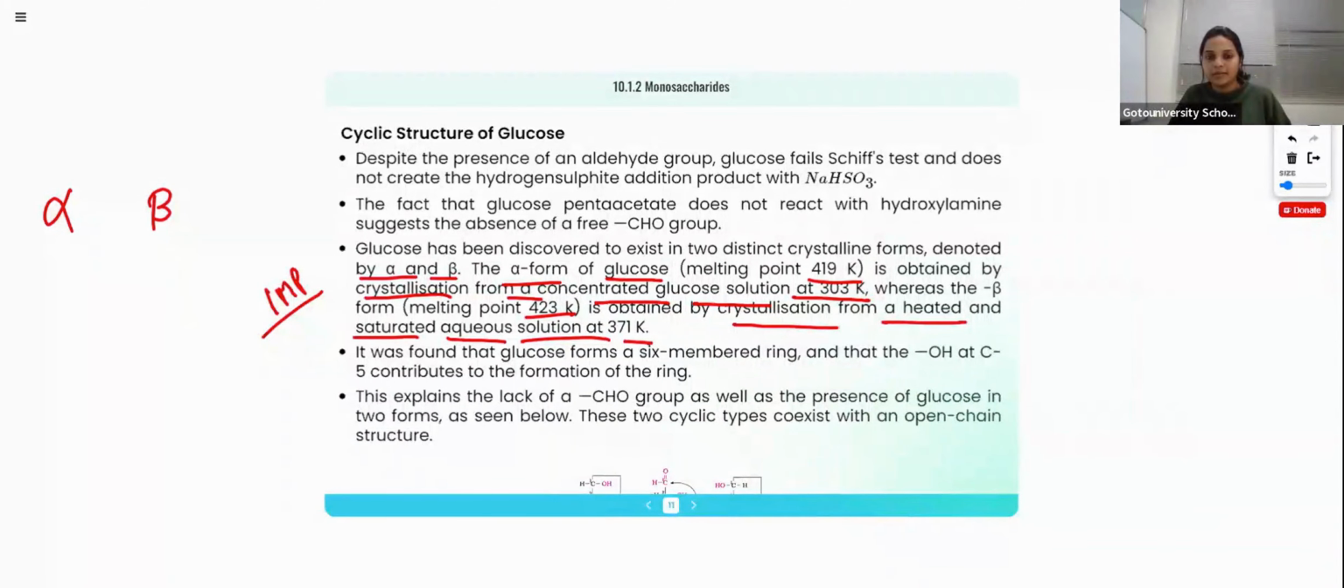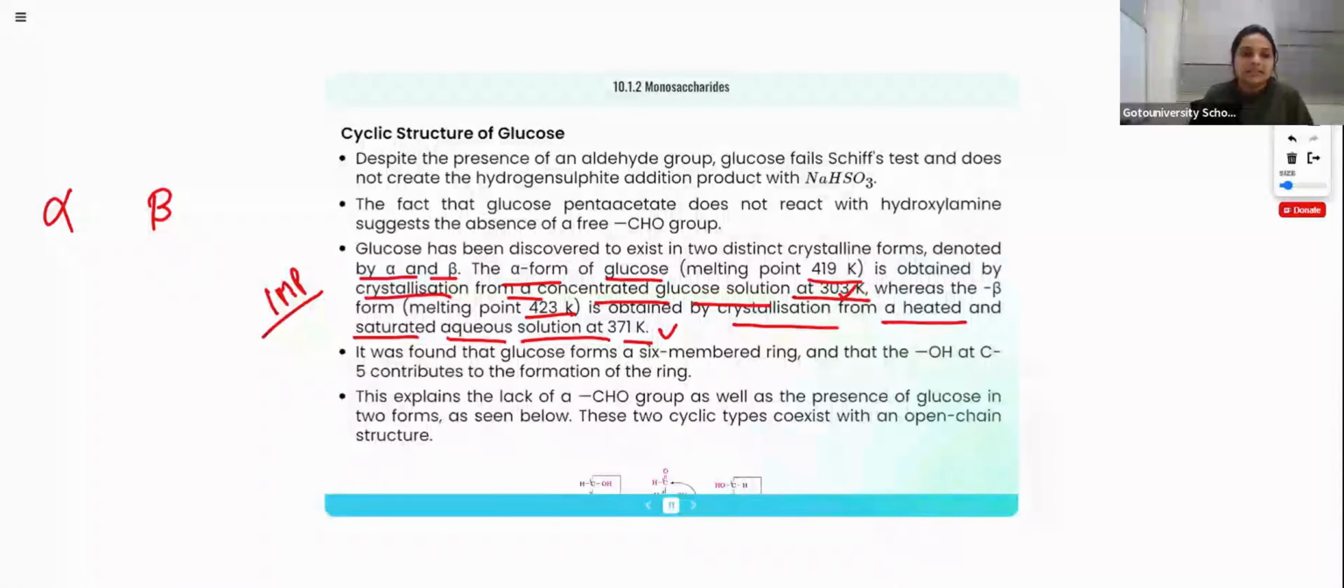Okay, so the alpha form is obtained by crystallization of a concentrated glucose solution, and the beta form by crystallization from a heated and saturated aqueous solution. Saturated means we cannot dissolve more glucose. We prepare the saturated solution, and from that saturated solution we do the crystallization. The first one is the highly concentrated glucose solution at 303, and this is at 371. The temperature is important. When the temperature changes during the method of preparation, the product will change.